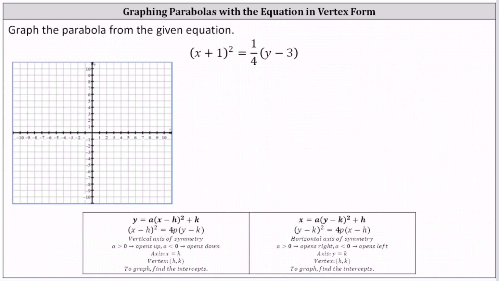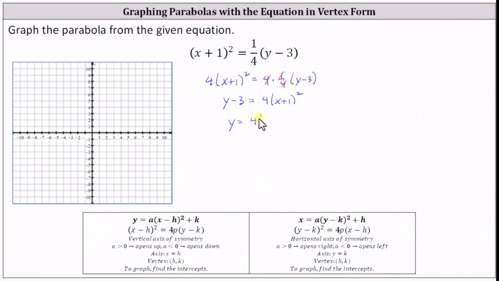To begin, we want to eliminate the 1/4 on the right side of the equation. To do this, we'll multiply both sides by 4, which gives us 4 times the square of x plus 1 equals 4 times 1/4 times the quantity y minus 3. Simplifying on the right side, 4 times 1/4 simplifies to 1. Let's also reverse the order of the equation and now write the equation as y minus 3 equals 4 times the square of x plus 1. And now we will add 3 to both sides to solve for y, giving us y equals 4 times the square of x plus 1 plus 3.